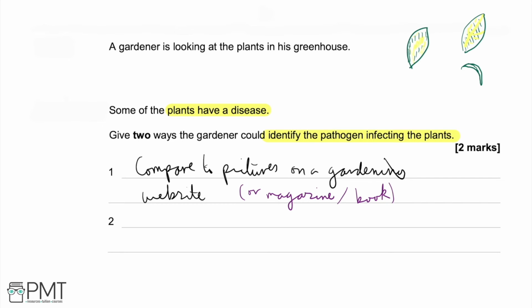Now, sometimes different pathogens can create the same visible symptoms. Therefore, we can never be exactly sure which pathogen has infected the plant. Therefore, we could send it to a lab for analysis, where they can test for the presence of a specific pathogen. Now, this will be our second part of the answer.